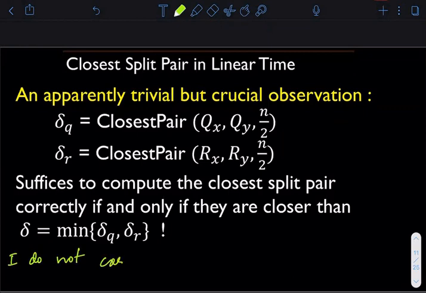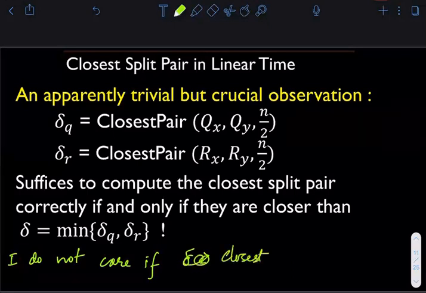In other words, I do not care if the closest split pair distance is greater than delta. Yeah, I will repeat.